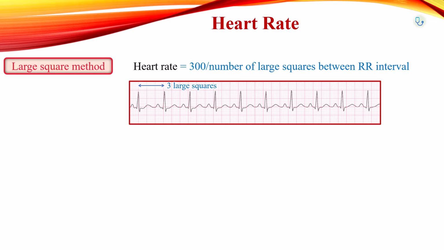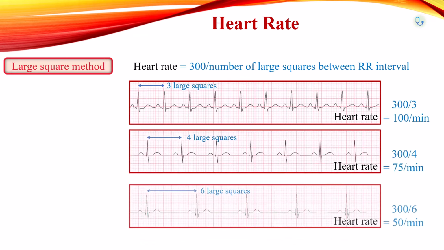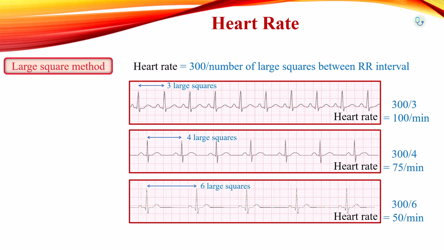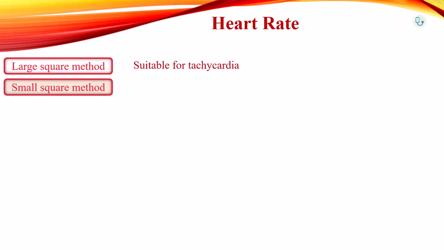For example, if there are 3 large squares between two successive R waves, heart rate is 100 beats per minute. 4 large squares implies 75 beats per minute, and 6 large squares implies 50 beats per minute. Large square method is useful for sinus rhythm at regular rate. For very fast rhythms, small squares methods can be used.